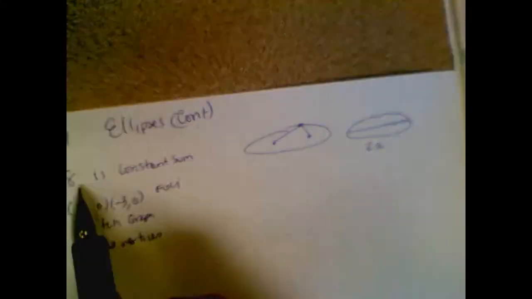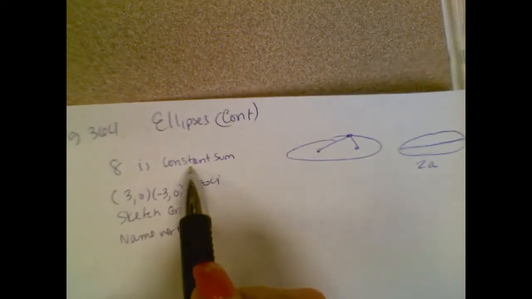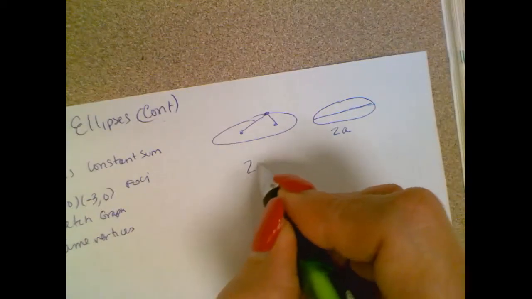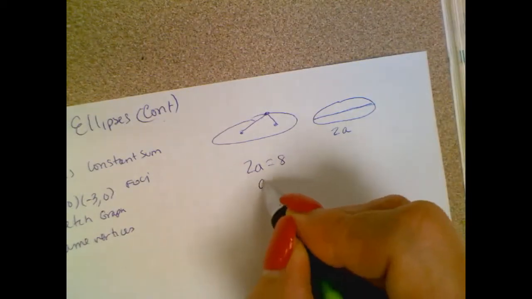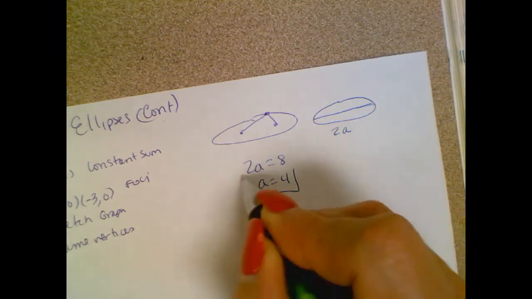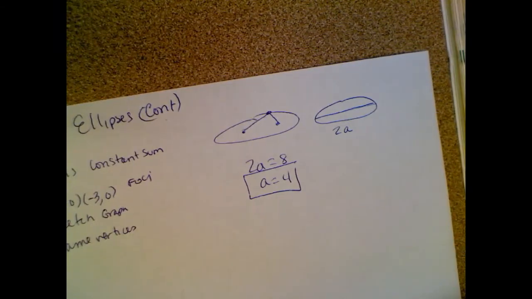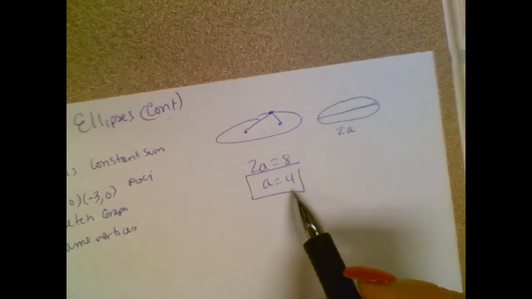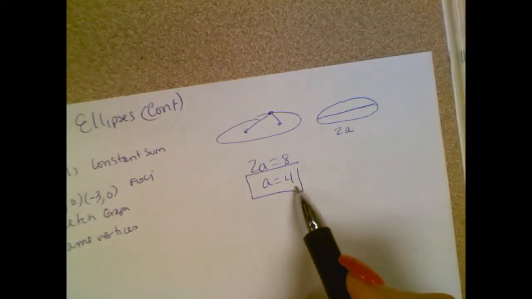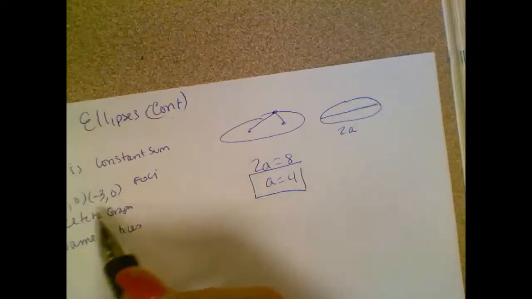So when they tell you that 8 is a constant sum, right here, you are going to set 2a equal to 8, and you're going to note a right off the bat. Okay, so that's important for your equation. That's going to go underneath x or y, but it's going to be your largest distance. Then it tells you your foci point.